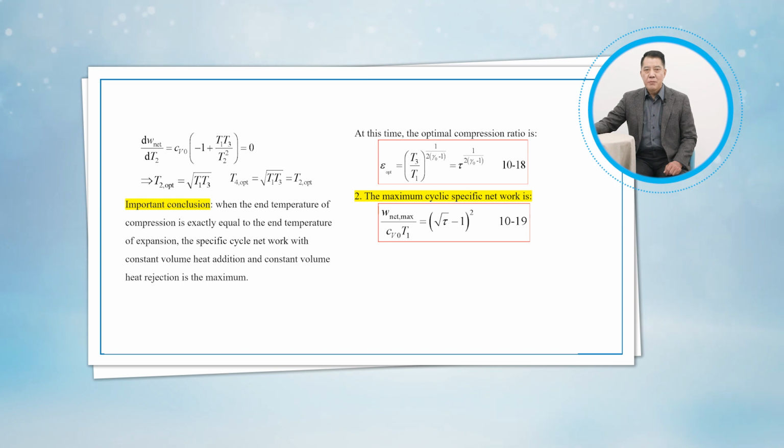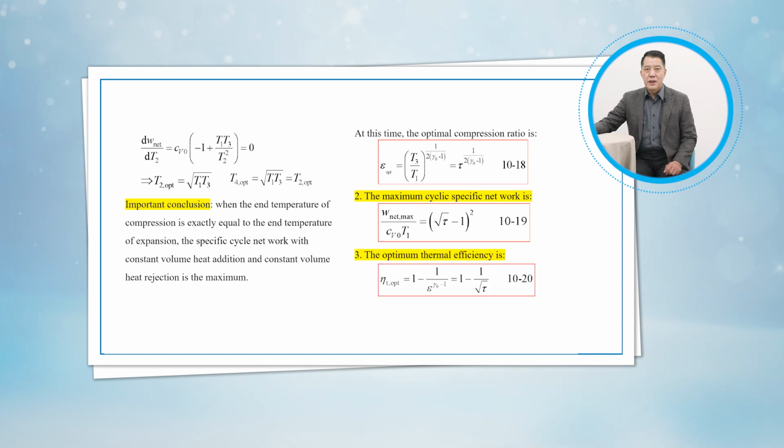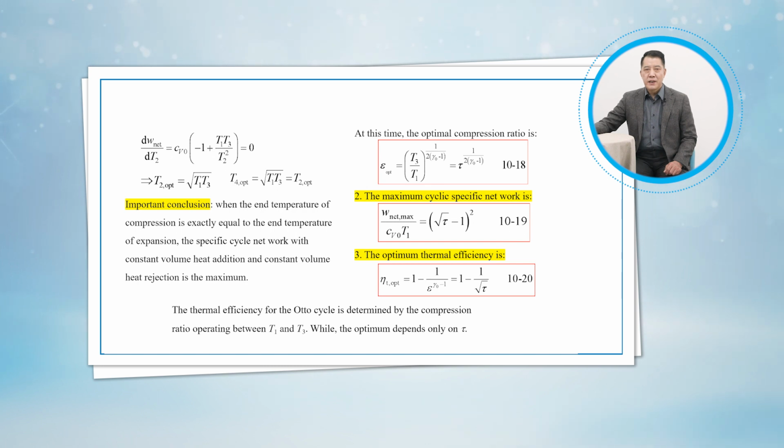Secondly, with the optimal compression ratio, equation 10.18, the dimensionless maximum cyclic specific net work can be expressed as, this is equation 10.19. Similarly, the optimum thermal efficiency can be expressed as, this is equation 10.20. The optimum thermal efficiency is found to be determined not by the compression ratio, but only by the ratio of T3 and T1, the temperatures between which the cycle operates.